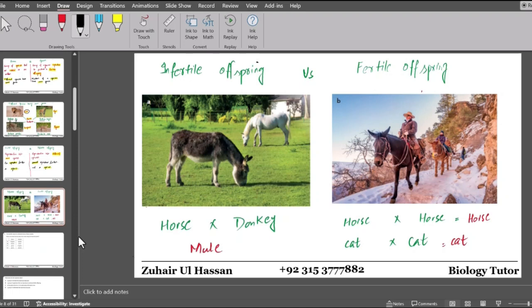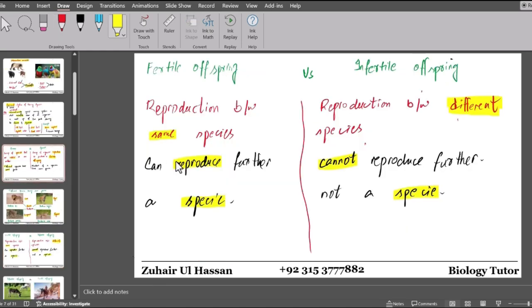You can see here there are different diagrams. In the very first diagram, you can see there are two different species present. And when two different species reproduce with each other, they produce an infertile offspring, which won't be a species. And fertile offspring will be produced by two of the same species. The offspring will be fertile, which means that it can reproduce further, and that would also be a species.